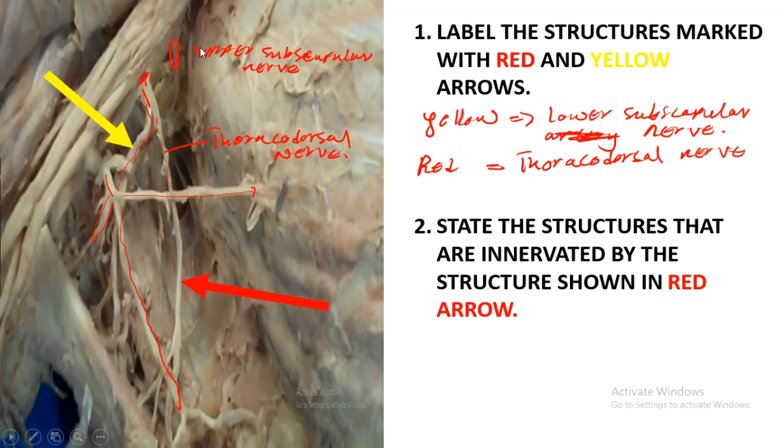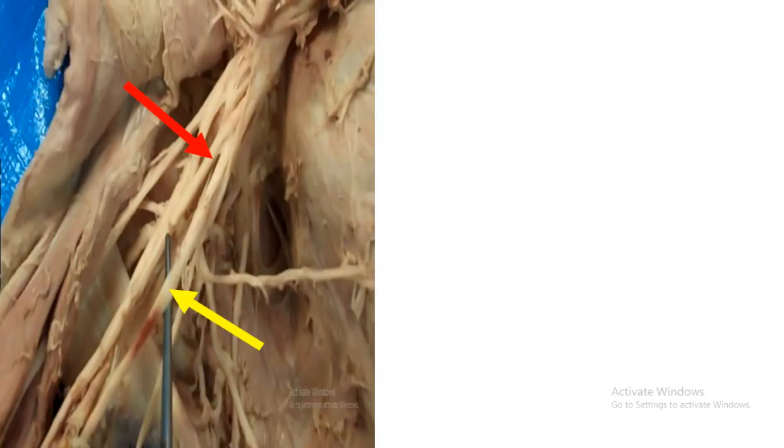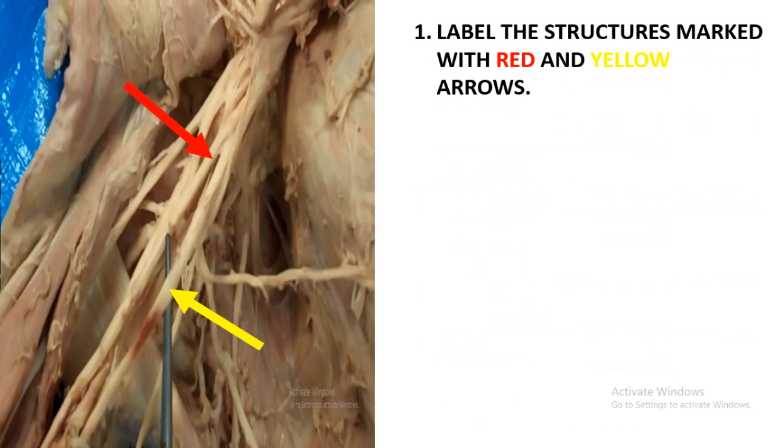State the structure that is innervated by the structure shown with the red arrow. The one going here is just the latissimus dorsi, which is one of the muscles of the back. Okay, let's move on and quickly look at the next question.